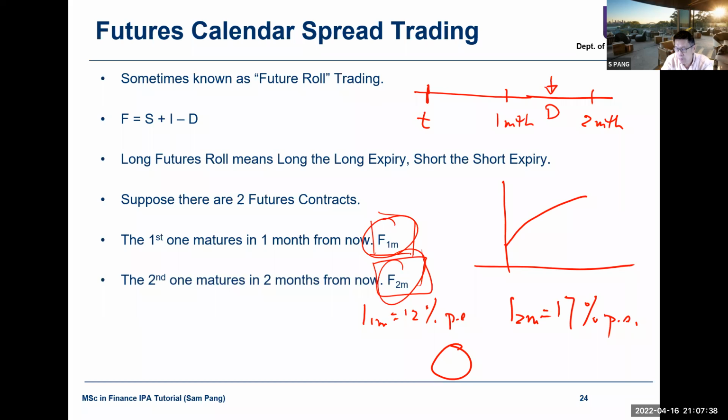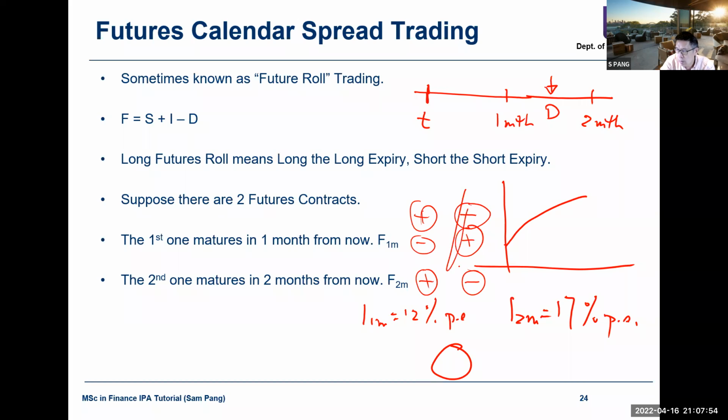If you are short futures roll, it is the exact opposite. So when you are long, you are long the long one, short the short one. But when you are short the futures roll, you are short the long one and long the short one. Okay. And never mind about this. We talk about the long side first. Okay.